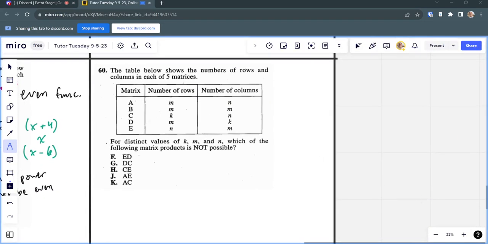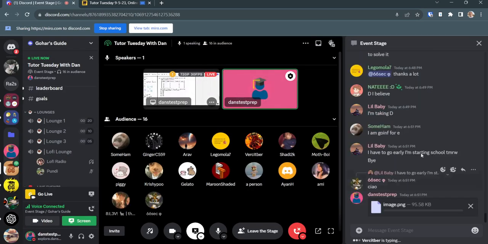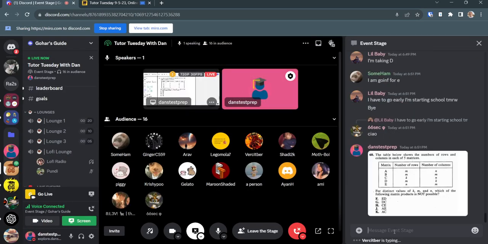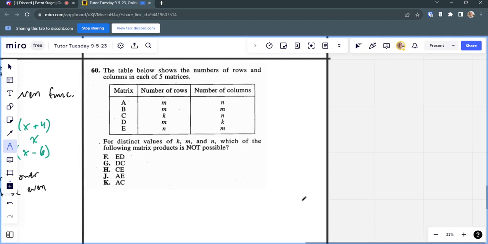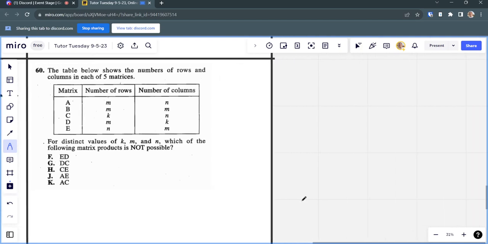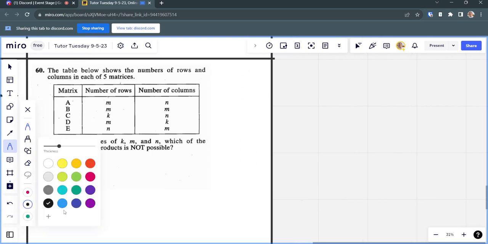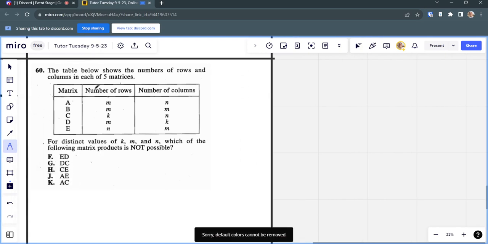What do we got next? Number 60, matrices. I hope you guys are familiar with your matrices a little bit, because this problem says the table below shows the numbers of rows and columns in each of 5 matrices. For distinct values of k, m, and n, which of the following matrix products is not possible?